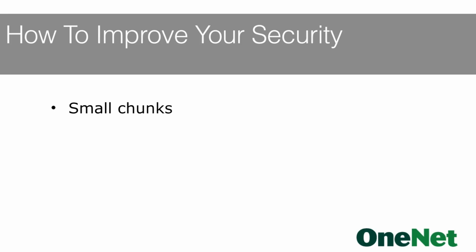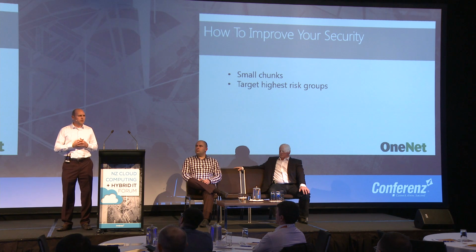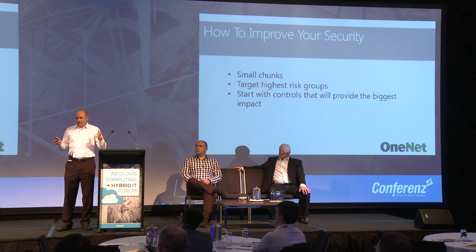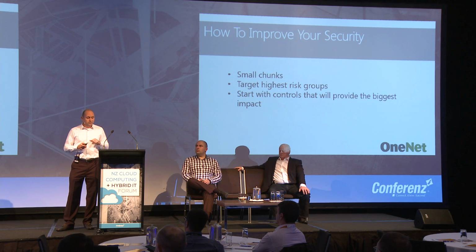I think the first key one is think about doing it in small chunks. Security can seem like a big, quite overwhelming task. So if you break it down into small chunks, you're going to have a much better chance at increasing your security. Target high-risk groups of users. So maybe you think about, okay, I'm going to just concentrate on increasing the security of my finance team because I see that as a large risk within my organisation. And then you can work through the rest of the groups within your organisation. And another key point is start looking at implementing security controls that are going to have the biggest improvement. And I'm going to talk about those in a minute.